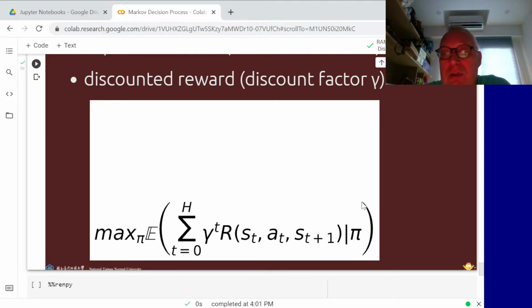If you set it to exactly 1, then there will be no discount. So then whether you get $1,000 today or $1,000 10 years from now, you don't care. That's the same. Or if you set it greater than 1, then things that you get later on are even better than things that you get now. That's usually not the right thing. That's usually not what we expect.